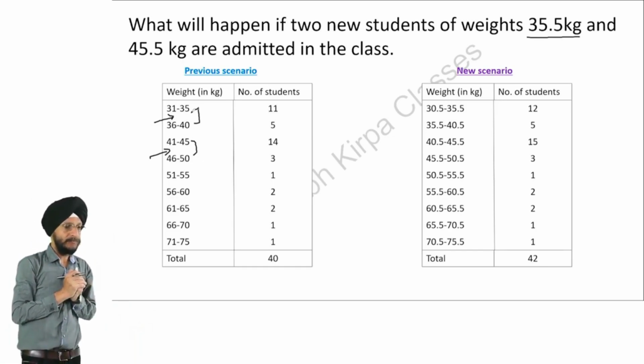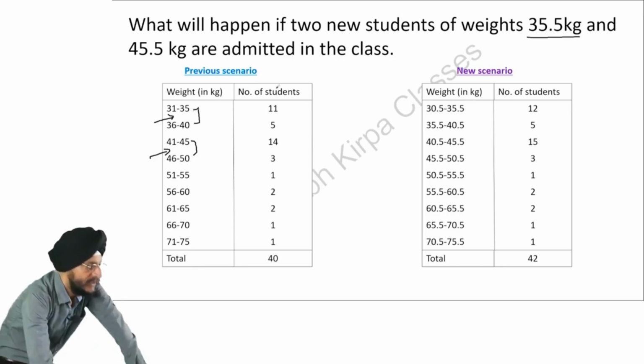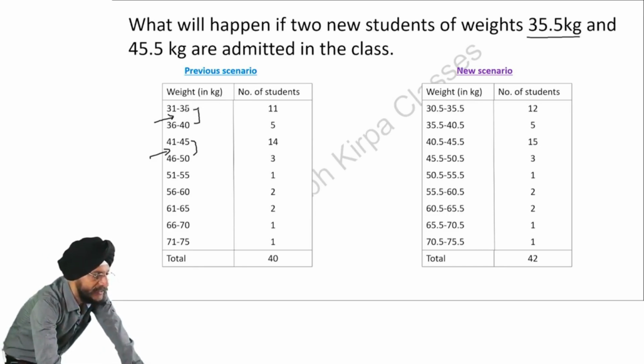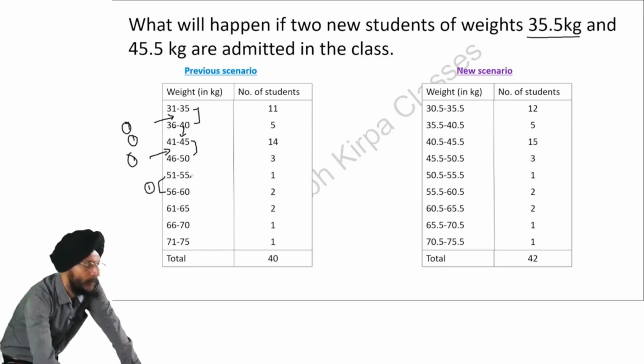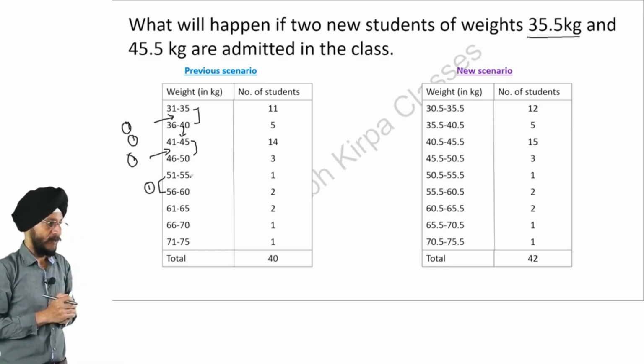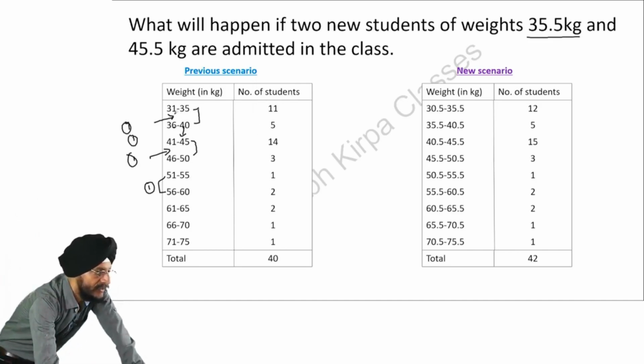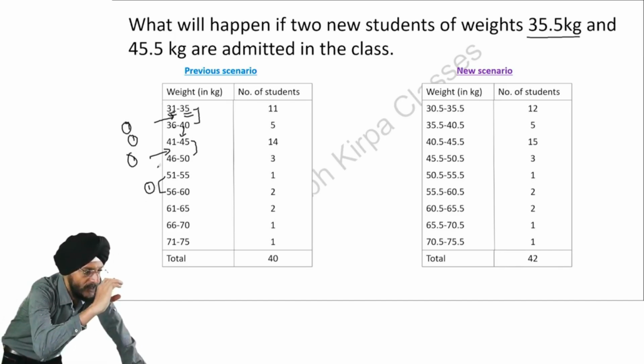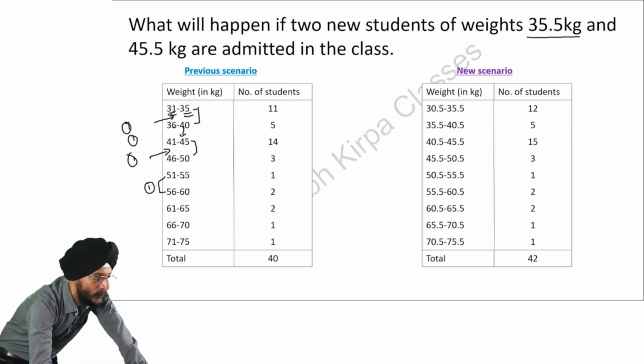What can we do? We will see that there is a difference of 1 kg in each group. That is 35 to 36, difference of 1. 45 to 46, difference of 1. 40 to 41, difference of 1. 55 to 56, difference of 1. In each group there is a difference of 1. So this is the lower class limit, this is the upper class limit. The difference is 1 between the upper limit of one class and the lower limit of the next class interval.